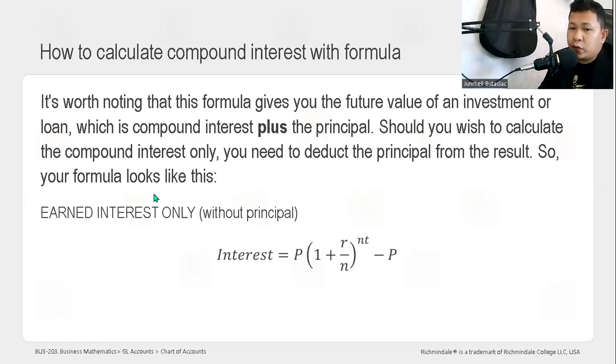So the formula looks like this. Earned interest only, without the principal. So interest is equal to P times (1 plus R over N) raised to the power of NT, minus P. Okay? So this is earned interest without the principal. That's why there is a minus P here, to remove the principal amount.